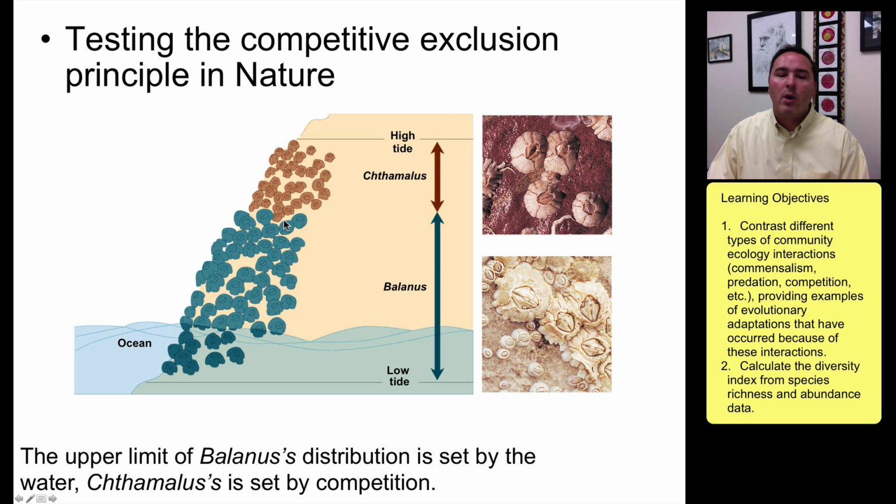And so someone said, well, what would happen if I scrape off Chthamalus? And so they went in and scraped off all of the Chthamalus, and it turned out Balanus was happy to live this high up. However, once time started to pass, the Chthamalus species came back in and started to recolonize here. And Chthamalus is a better competitor higher up, and Balanus is a better competitor lower down.